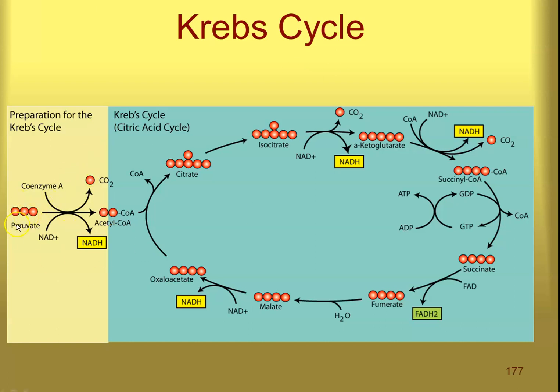All right, here's pyruvate right there. That's one of the 2 pyruvate molecules that were left over at the end of glycolysis. All right, the 3-carbon compound that you had two of at the end of glycolysis. And here's how it enters the Krebs cycle. A number of things to note about this very first reaction.